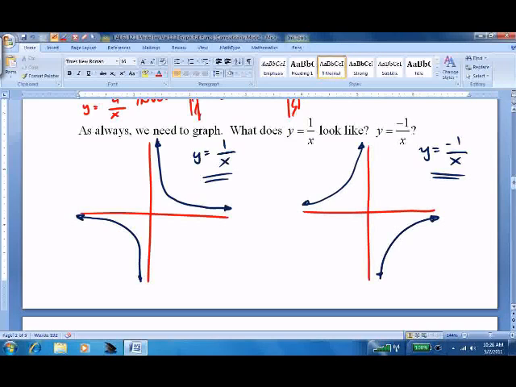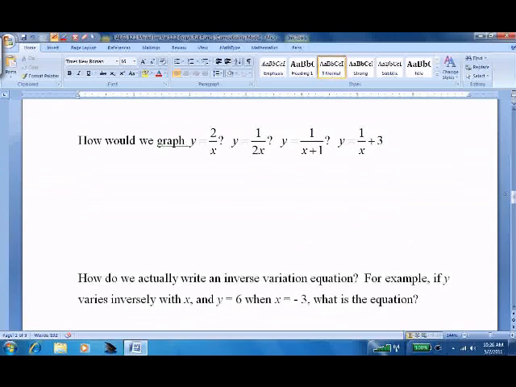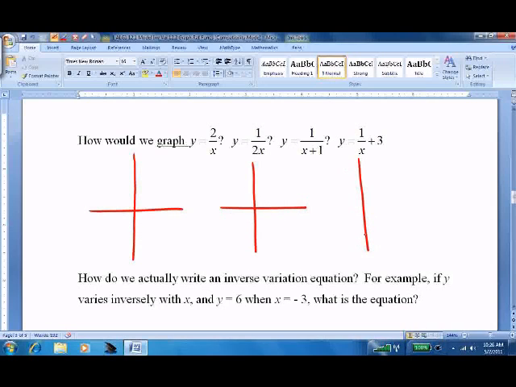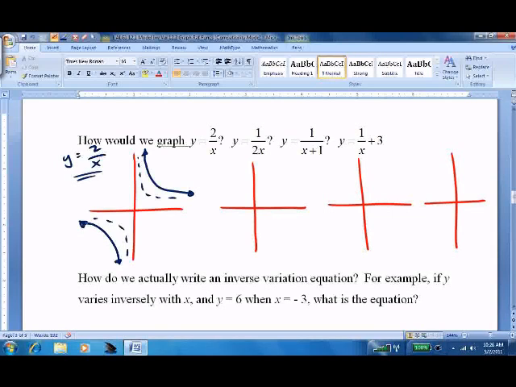Moving to the next part of our note sheet. So how do we graph them? I'm going to dot in the parent graph, as we've done before. The parent graph looks like this. And for y equals 2 over x, it gets further away from the origin. So y equals 2 over x moves further away. Stays in the same quadrants, doesn't shift up, doesn't shift down, just moves further away. Again, we'll dot in the parent function. This is y equals 1/2 over x. And now instead of getting further from the origin, it gets closer.